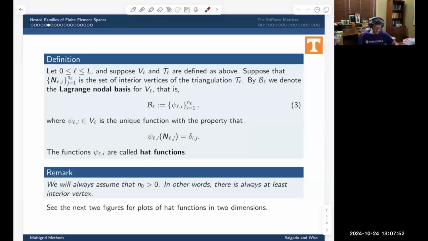We're always going to assume that our mesh has at least one interior node. Now you can create a mesh that doesn't have one interior node. Let me give you a silly example. So suppose I have this triangulation. It has two triangles, but no interior nodes. So I could remedy that by just making another cut, and that's going to give me the interior node that I want. So we're always going to assume that we have one interior node to start with. Otherwise, it's a triviality.